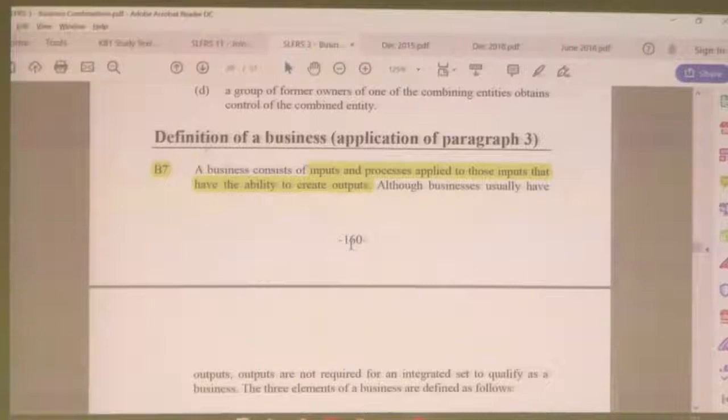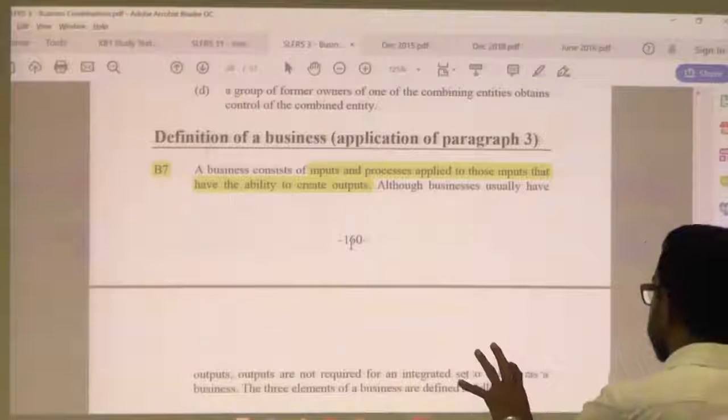There should be input, process, and output. Keep these three things in your mind, right? If you don't have these three, it's not a business. Thereafter, to define it as a business, if it's only purchase of an asset, let's say you have purchased an asset of an entity, right? Business means acquisition of assets or liabilities, right?